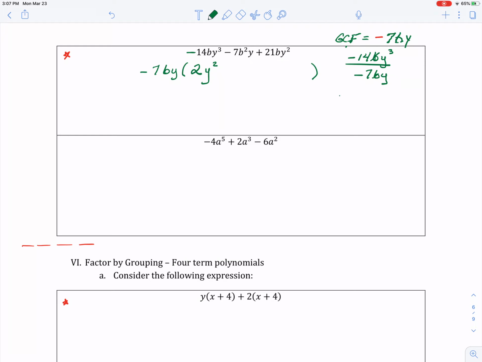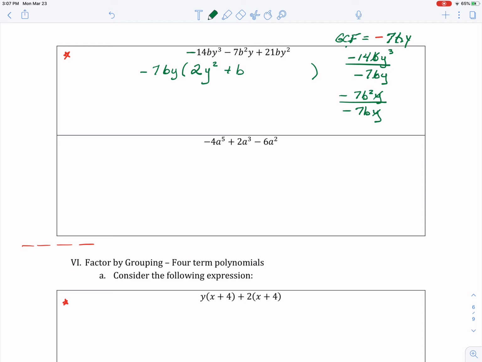All right, the second term is negative 7b squared y. I'm going to divide that also by negative 7by. And again, negative divided by negative is positive. This is going to be a positive 1. B squared divided by b to the first is b, and of course the y's cancel out.